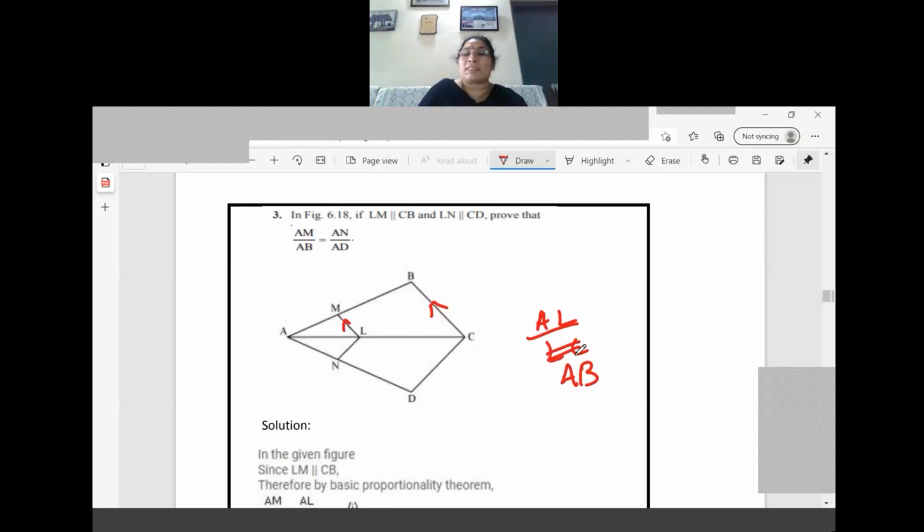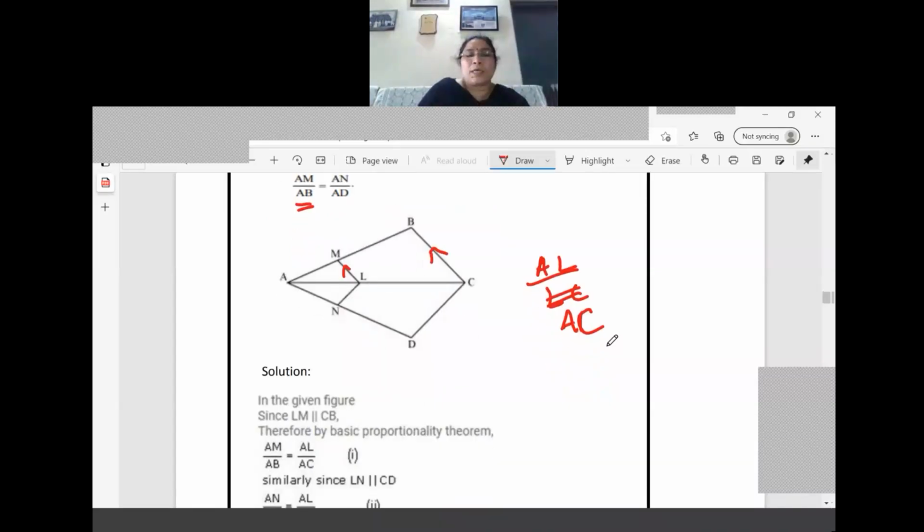Sorry, AC should be written here. Okay. Here I should write AC only. So here AL by AC I should write, right? AL by LC is the direct application of the basic proportionality theorem, but here we need the total length AB, so we are going for AL by AC, right? So here we have written in the first case AL by AC is equal to AM by AB. But same rule only, but the total length we have considered. Which triangle we have considered? The triangle ABC.